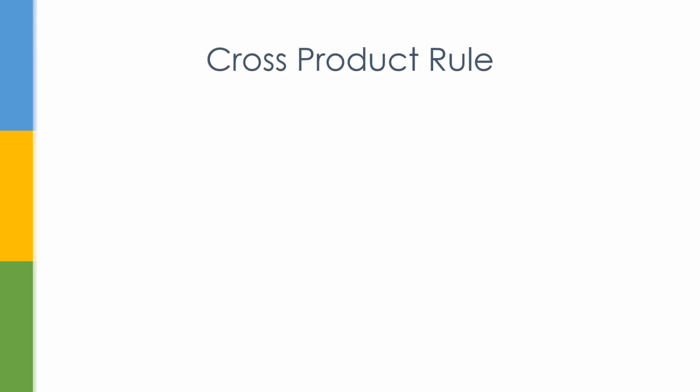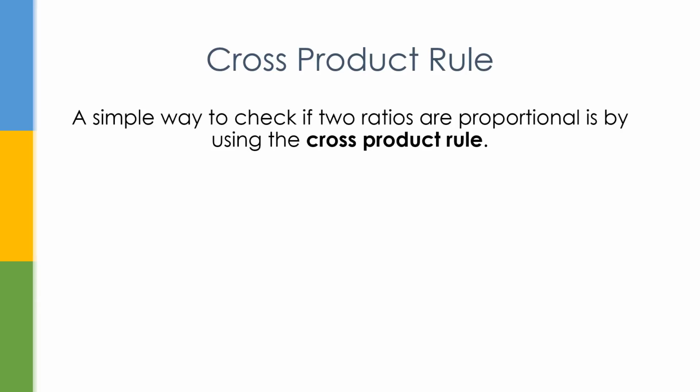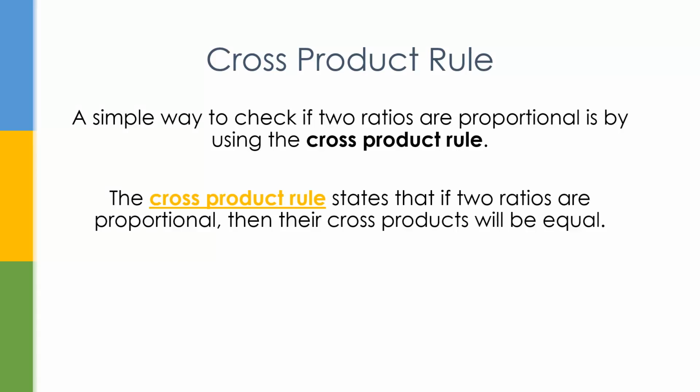Now, there is a really great rule that you can use that helps you to find out if something is proportional, and this is called the cross product rule. It's really helpful in those where maybe you have large numbers that you're trying to reduce, or you're working with decimals. This makes it a lot easier. It's a great way to check if 2 ratios are proportional. And the cross product rule states that if 2 ratios are proportional, then their cross products will be equal.